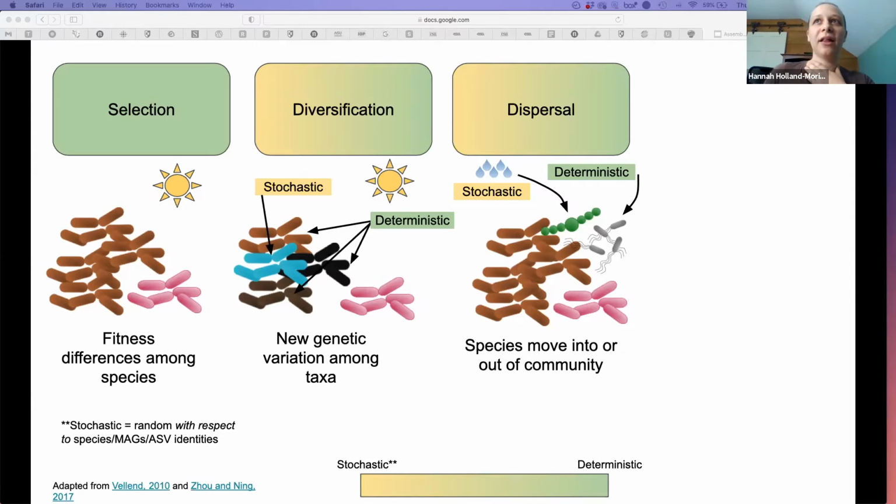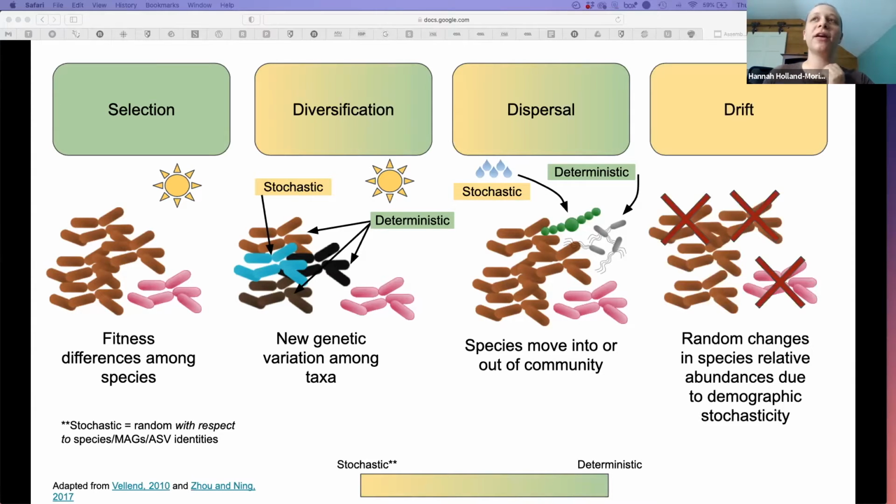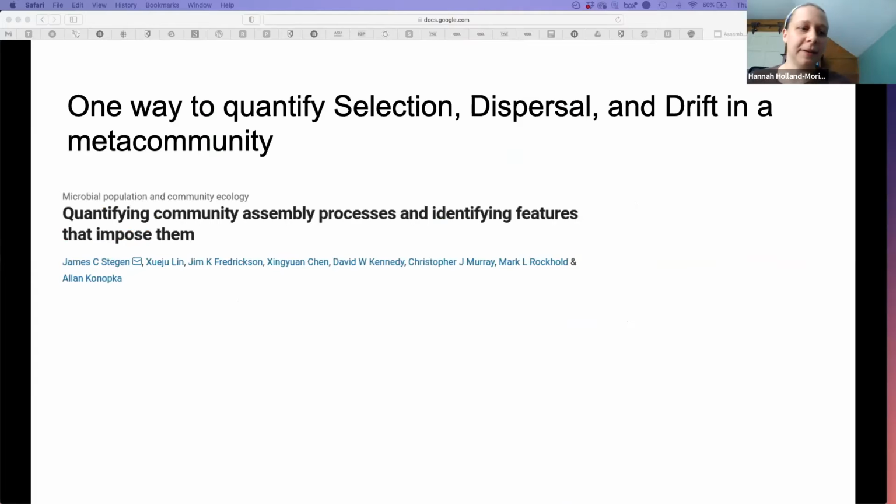Okay, and the last pillar we're thinking about is drift, and this is totally stochastic. It's not based on species identities at all. It's just the idea that if you have a demographic difference, maybe one species is less abundant than another species, you might lose it simply by chance, and there's a higher chance to lose a less abundant species than a more abundant species.